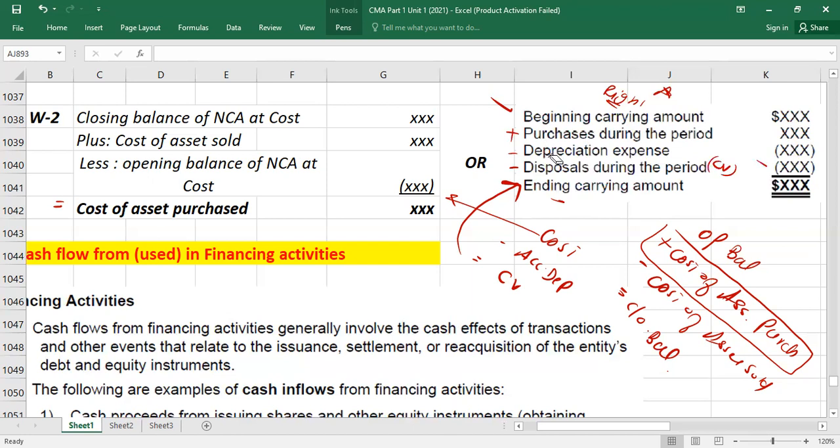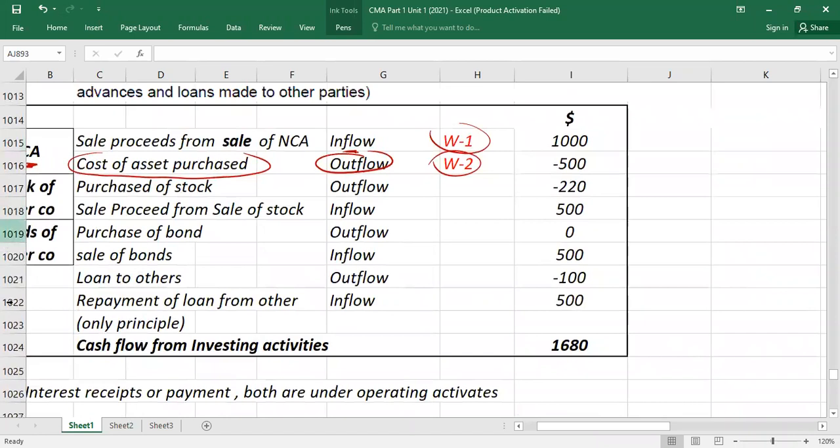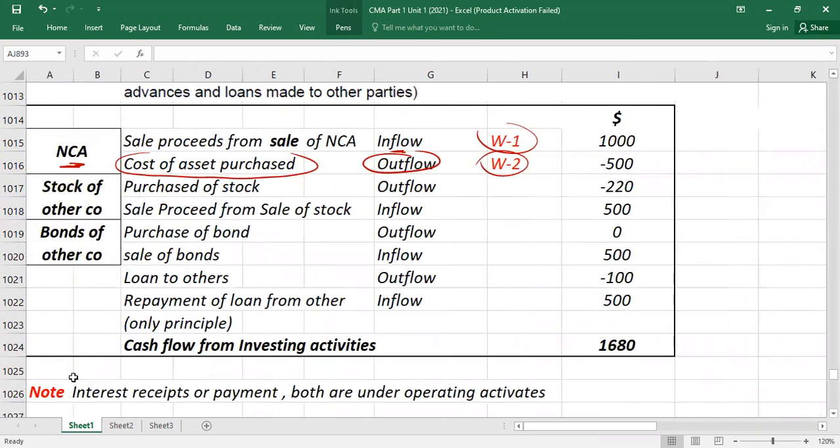You will deduct, and you will get the ending value. But for the cash flow statement, what do we need? For the cash flow statement, I want to calculate this value, and I have to reverse. When I reverse, I will take ending carrying value plus disposal plus depreciation minus beginning. Automatically, I will get purchases during the period. Done? You have to work, you have to memorize. Okay, guys? After that, moving back to the format. So non-current asset adjustments are done, right?